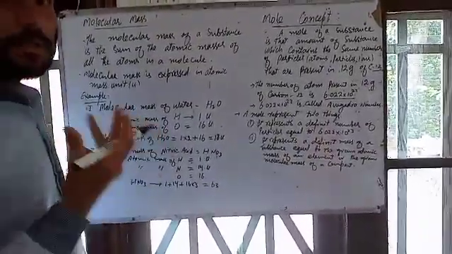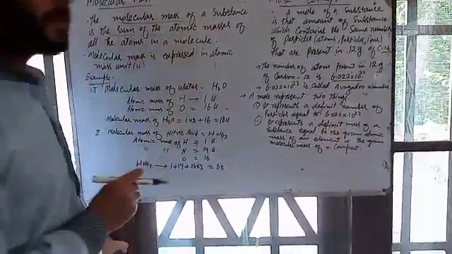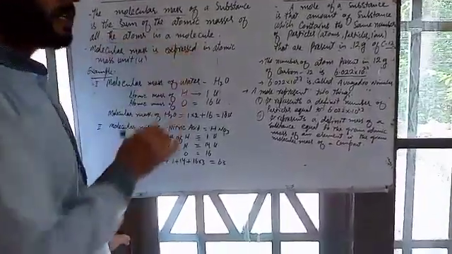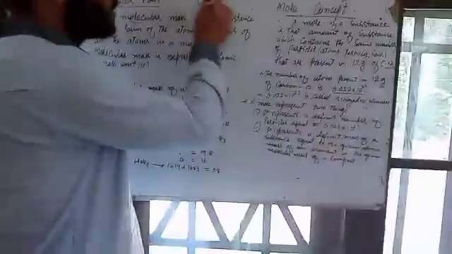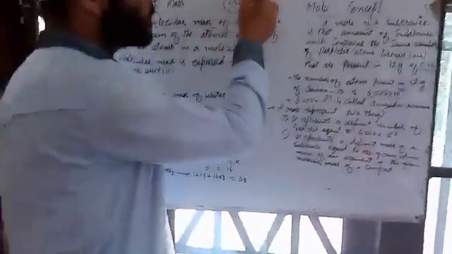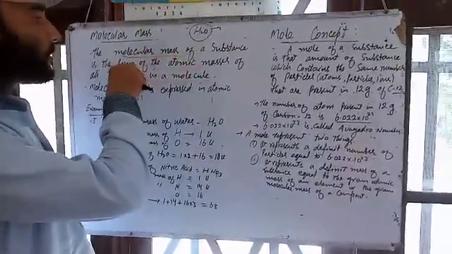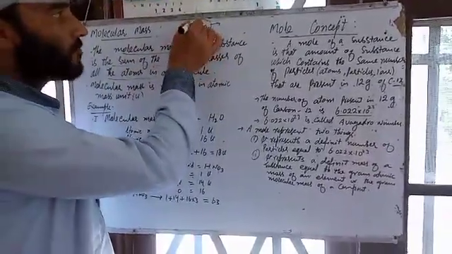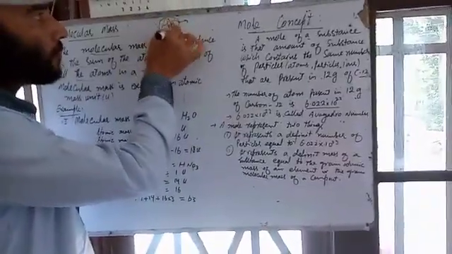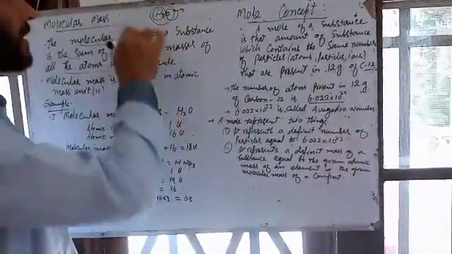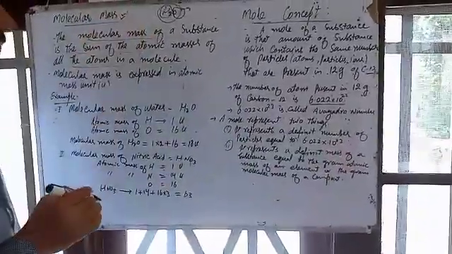That means the mass of the molecule. The molecular mass of a substance is the sum of atomic masses of all the atoms in a molecule. If we take a molecule like water, what is the mass of this water molecule? That is known as molecular mass. It is the sum of atomic masses. That means we have to calculate the atomic mass of hydrogen H2 and the atomic mass of oxygen, and this combines into the molecular mass of water, for example.